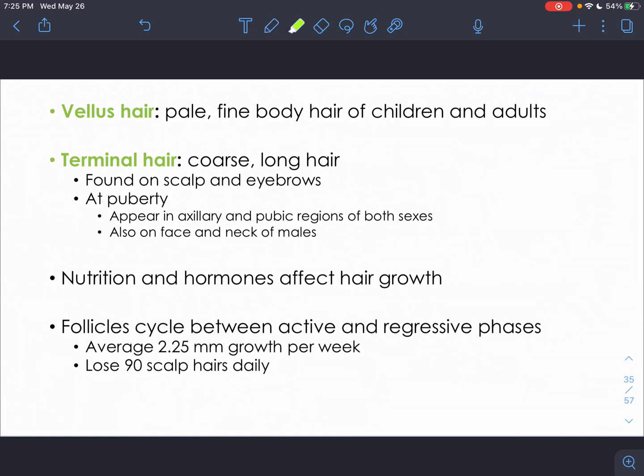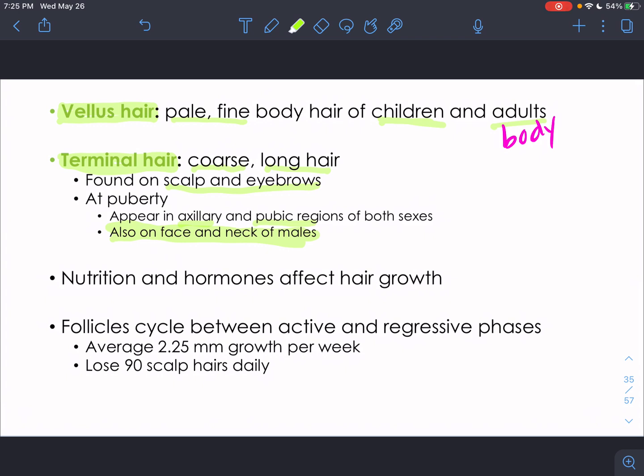All right, there are two different types of hair. We have vellus hairs, which are pale, fine body hairs. Children's hair is all vellus, and in adults, it's like the hair covering your arms, more prominent in females than males. As you age, some vellus hairs turn to terminal hairs. They're more coarse and longer. They're the ones on your scalp and eyebrows, and at puberty in the axillary, your armpit, and genital regions, you will have terminal hairs growing. Also the face and neck hair of males.